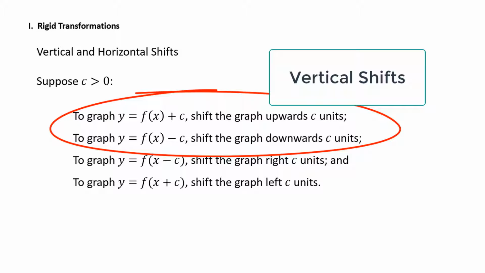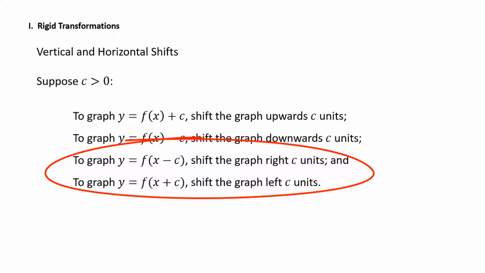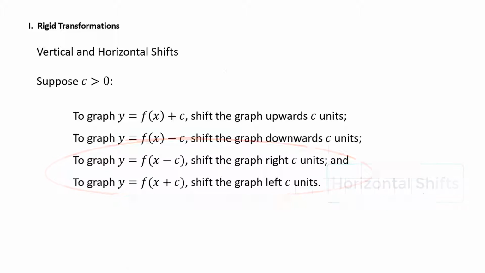To graph y equals f of the quantity x minus c, we shift the graph to the right c units, and to graph y equals f of the quantity x plus c, we shift the graph to the left c units. Note that horizontal shifts are made when we add or subtract to the argument.